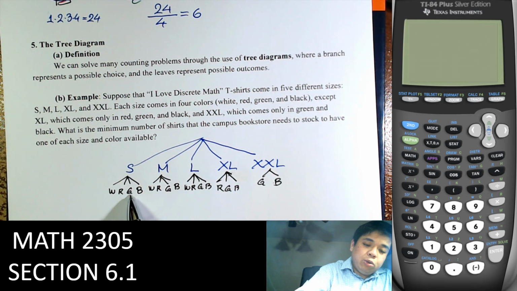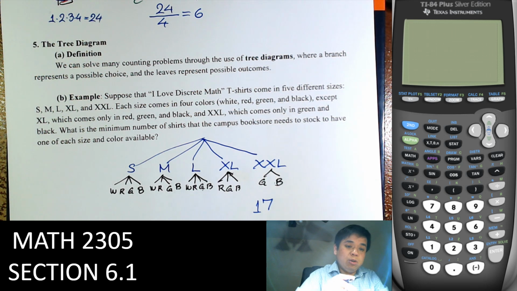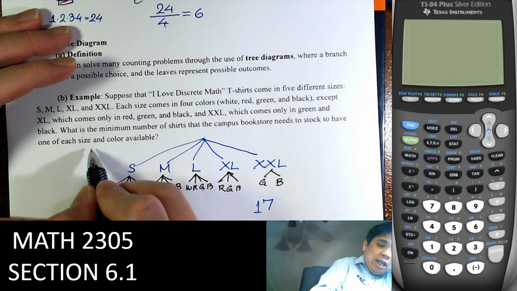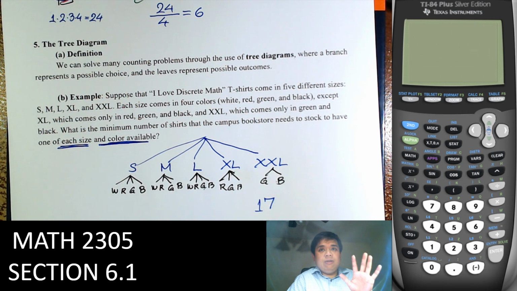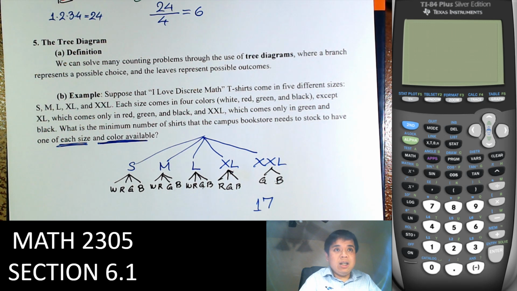So 1, 2, 3, 4, 4, that's 12, and 5, so that's 17 different ways. So the store has to stock at least 17 t-shirts, one for each kind, so that we have all the sizes and all the colors available. So 5 sizes, and each one has different cases. Then we just count the ends of the branches. There's 17 of them, so that's 17 different types of shirt that the bookstore has to have.